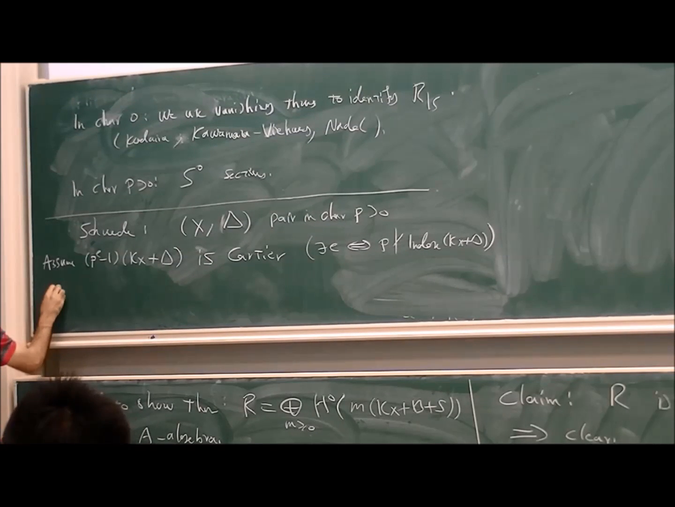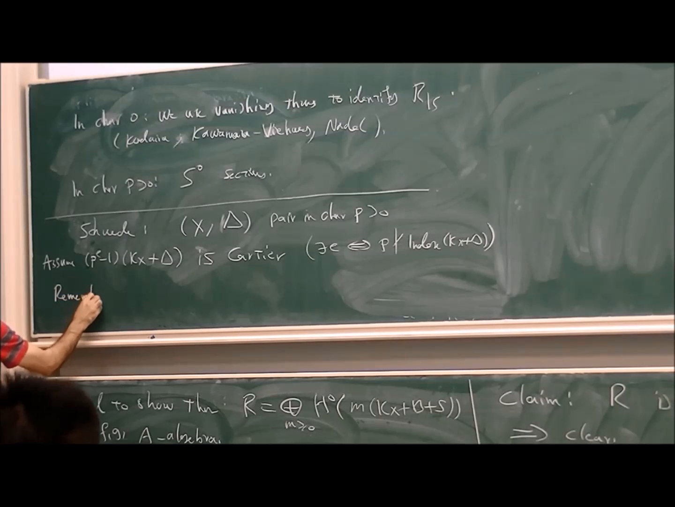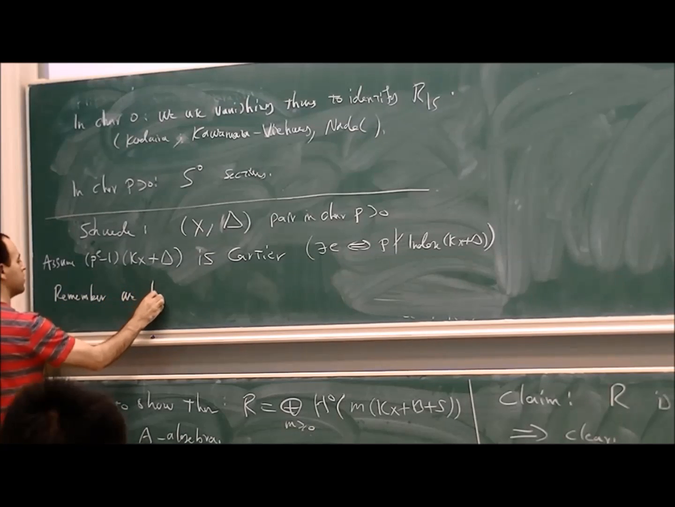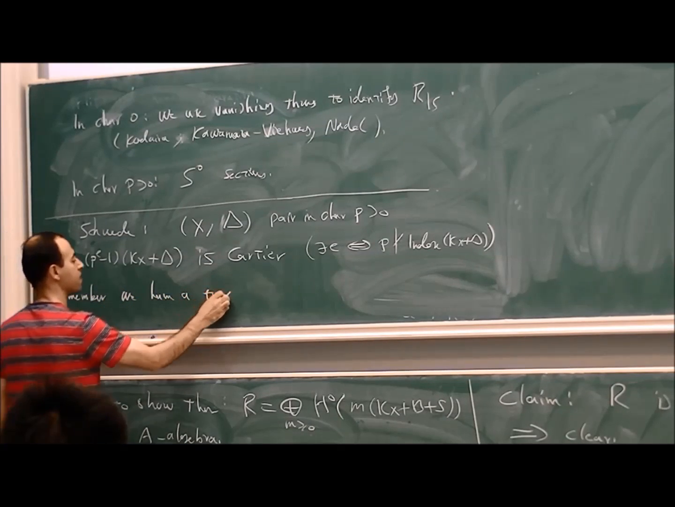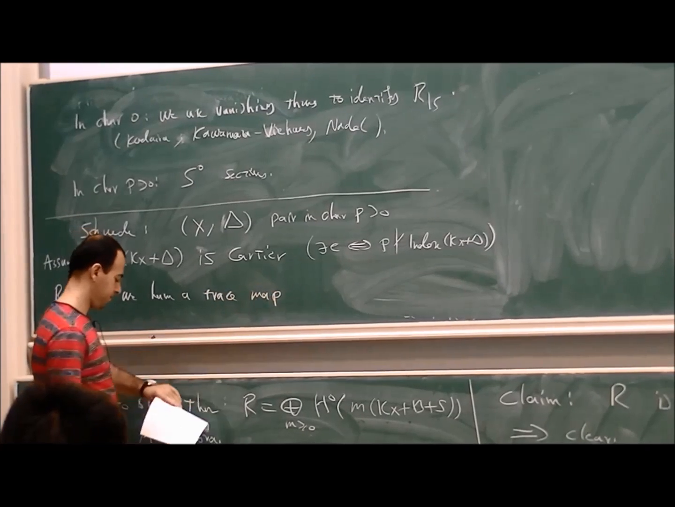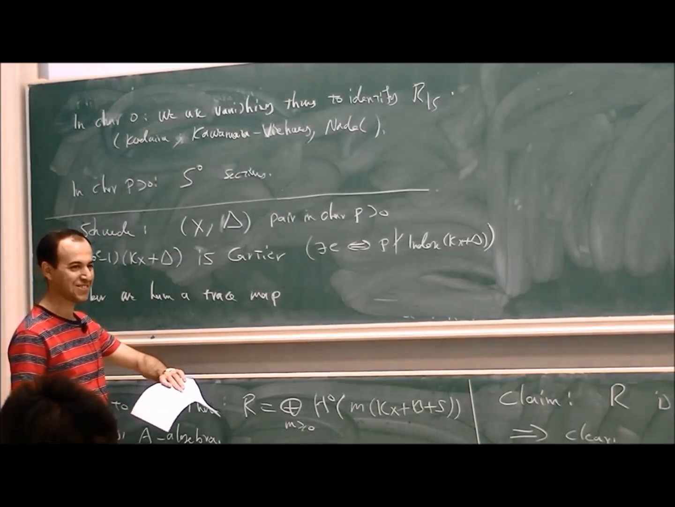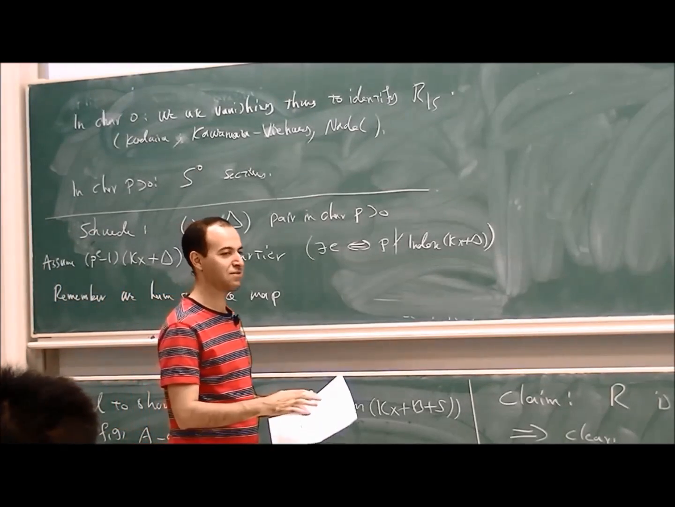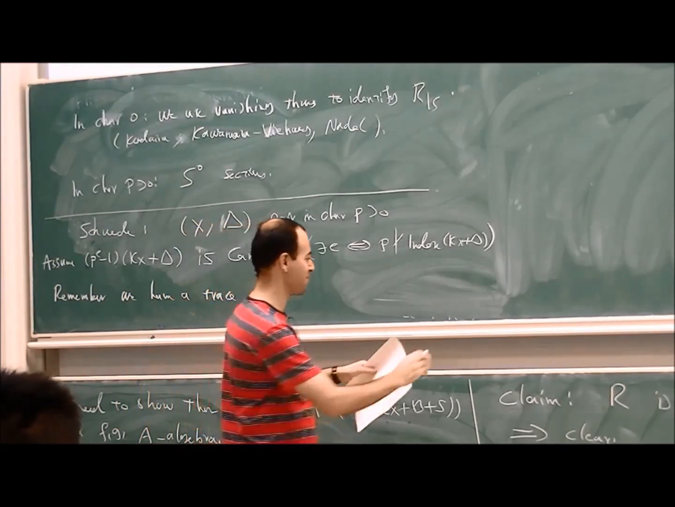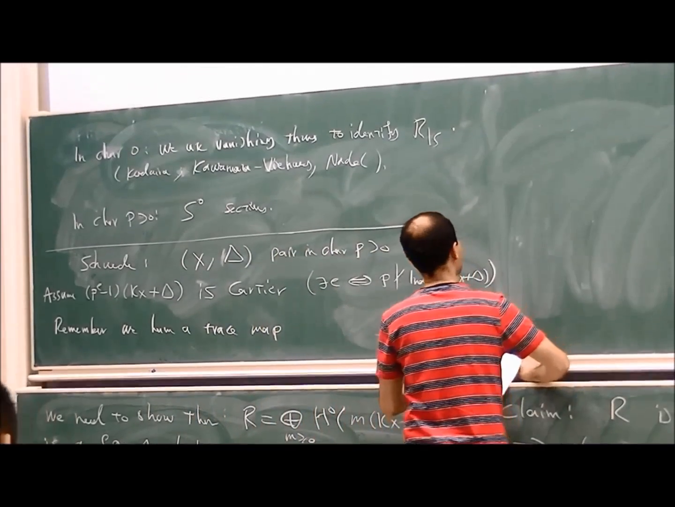And then remember that we have a trace map. So I'm now getting over 75. Is that okay? Maybe because this is the final lecture, then I'll finish it and have a rest.